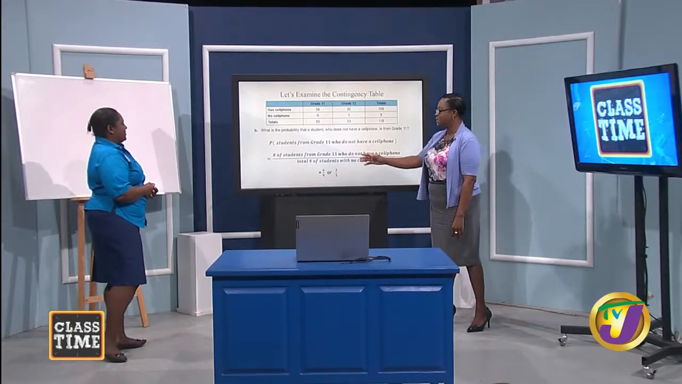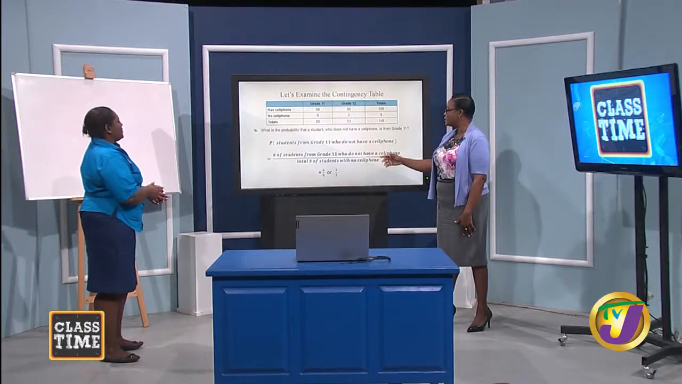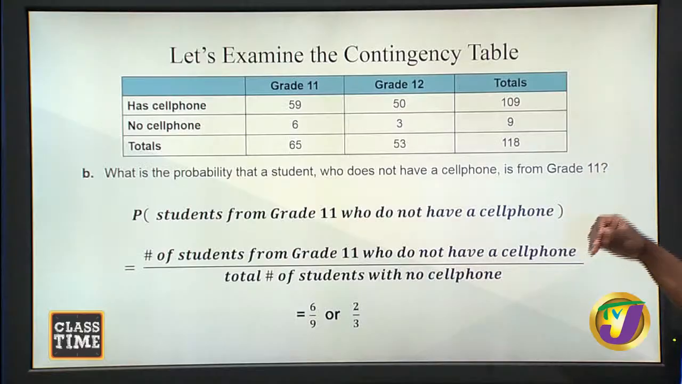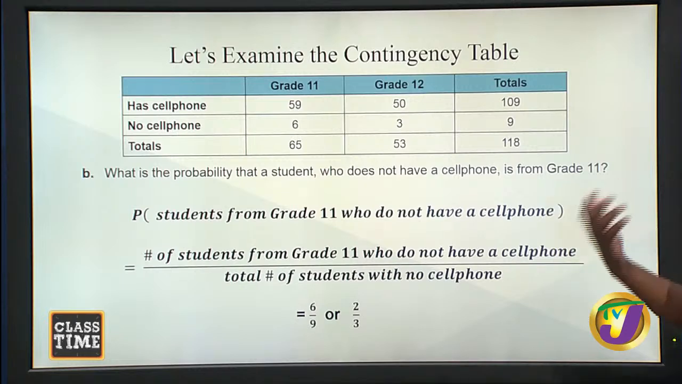Of course we see that we have 6/9 representing the probability of students from grade 11 who don't have a cell phone. And the 6/9 when simplified is 2/3.